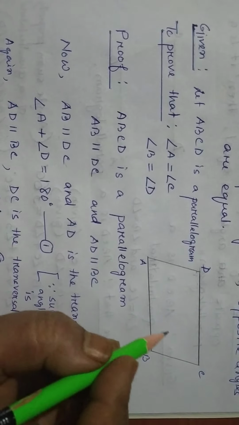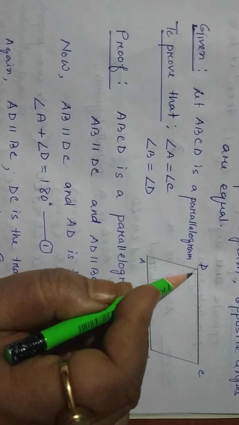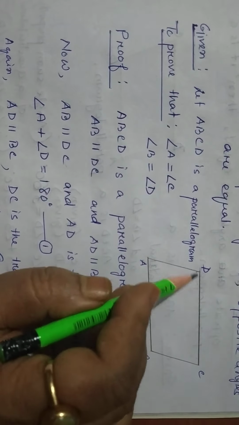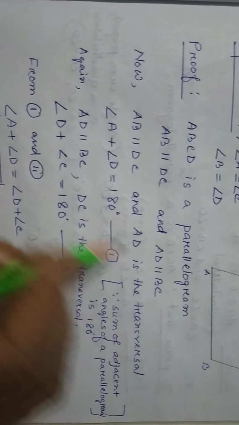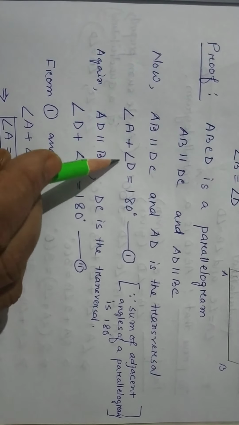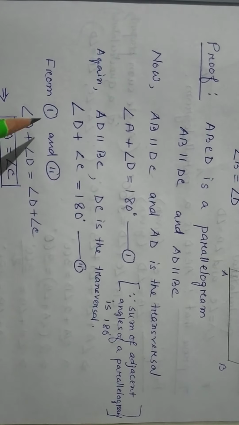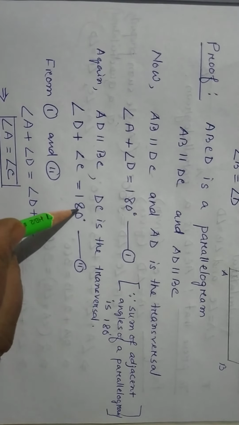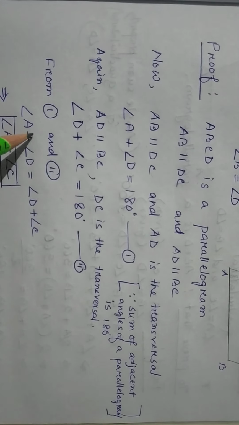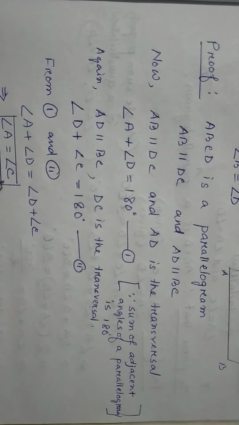Similarly, here this one is parallel to this and this is the transversal, then this angle plus this angle is equal to 180 degrees. Why? These two are adjacent angles of a parallelogram. Here A plus D is equal to 180 degrees and D plus C is equal to 180 degrees. Therefore, from 1 and 2, right hand sides are equal, therefore left hand sides must be equal. Therefore, angle A plus angle D equal to angle D plus angle C. Here D cancels, then angle A equal to angle C.